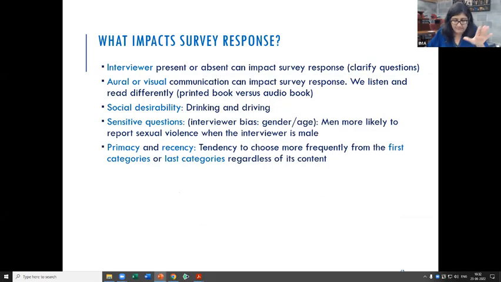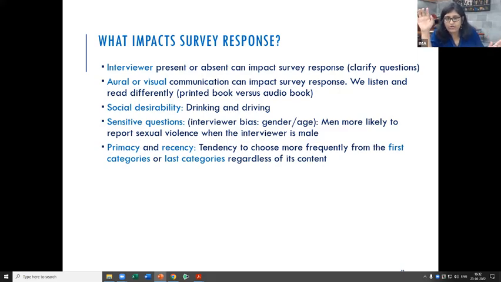I'll skip this because I've talked about it. Just one thing to remember, people hear and read things differently. So the same survey, depending on whether someone is reading the survey or listening to the questions, they will process information differently. Also, there's something called primacy and recency. Primacy is what you first read or what you first hear. Recency is what you most recently read or what you most recently hear.